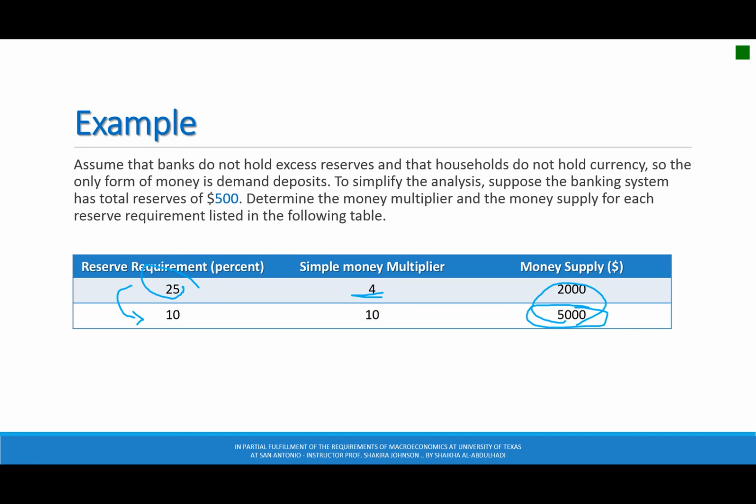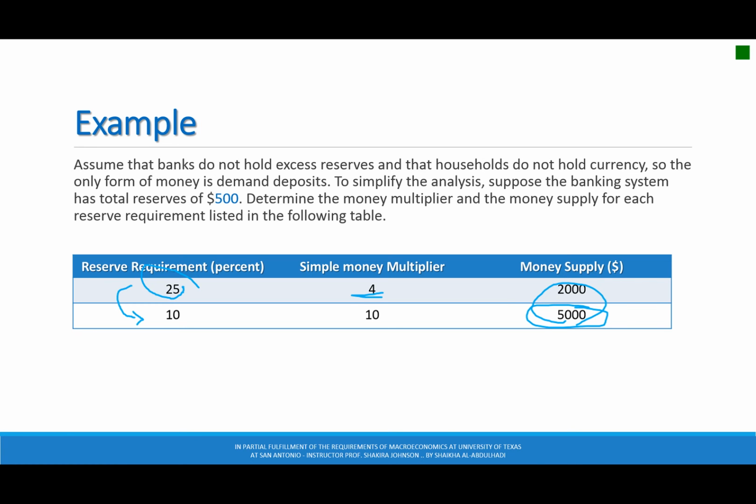A lower reserve requirement is associated with a larger money supply. The money multiplier is the reciprocal of the reserve ratio. Under the assumption that banks do not hold excess reserves, the reserve ratio will be equal to the reserve requirement set by the Federal Reserve. For a reserve requirement of 25%, the reserve ratio is 1 over 4, and the multiplier is therefore 4.